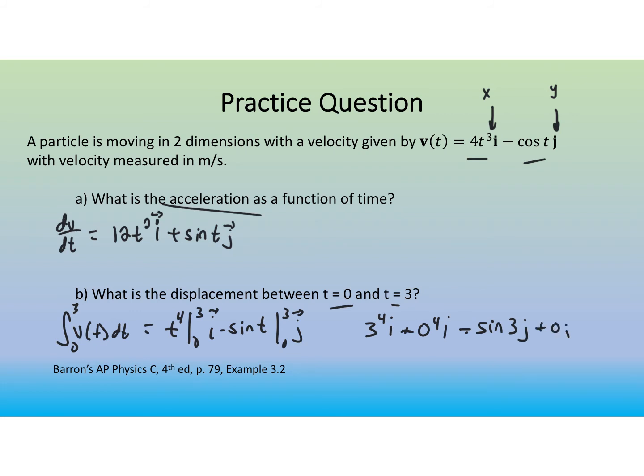plus 0 j, which is sine of 0, I guess. So sine of 0 is 0, 0 to the fourth is 0. So that gives us the 3 to the fourth i, which is 81 i, and then the minus the sine of 3 times j. And that's our displacement. And this is our displacement with x and y separately. Our x is being displaced by 81 units, and our y is being displaced by negative sine of 3 units.